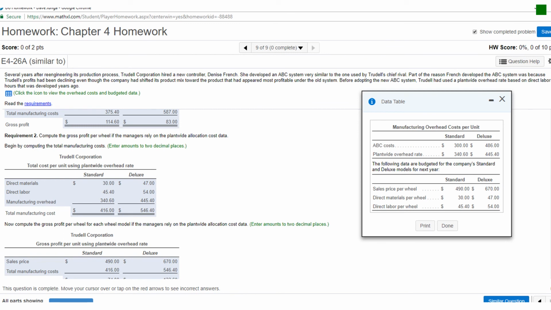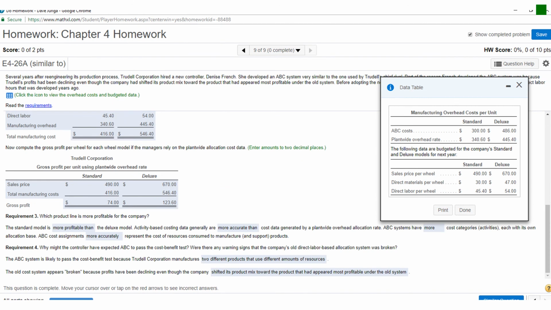Okay, so again, for the plant-wide overhead rate, the one overhead rate, notice the first two are exactly the same. Product costs 1 and 2, direct material and direct labor, are the same. The third one's going to be different. You just go right over here and pull that number over. So 340.60 and 445.40. You add all those up, you get 416 and 546.40. And then on the last slide, I'll put it all together. I'll show you how to subtract that from your sales price to get the gross profit, and then you can see how that's different than the ABC.